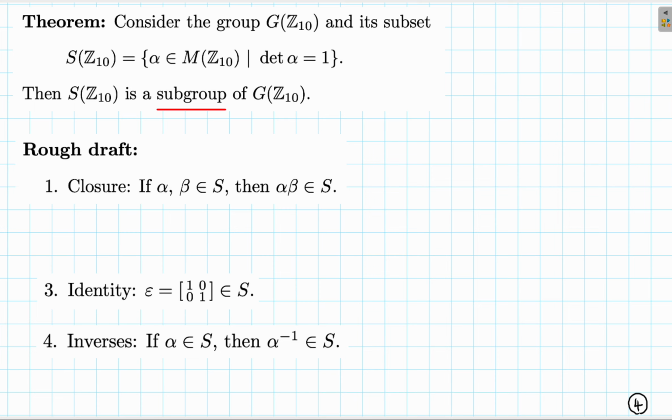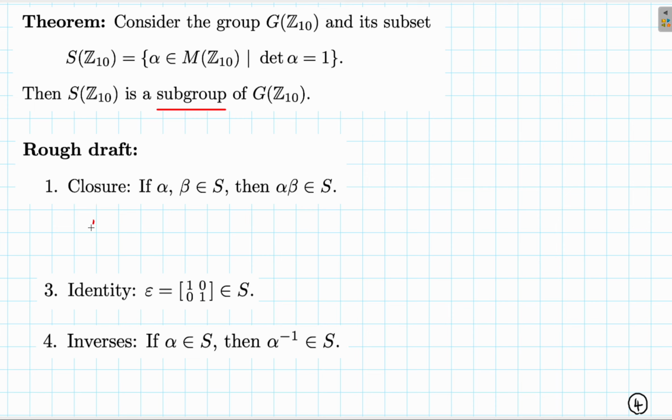And so let's do a rough draft of it. As we just discussed in the previous slide, we need to show closure, identity, inverses. We don't have to worry about associativity because, once again, S of Z10 inherits the multiplication operation from G of Z10, and we already know G of Z10 is a group. And so for closure, if alpha and beta are in S, we need to show that their product is in S.